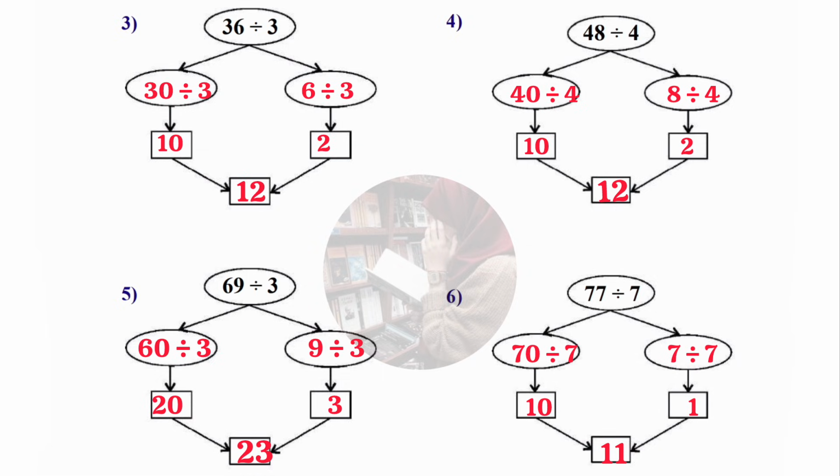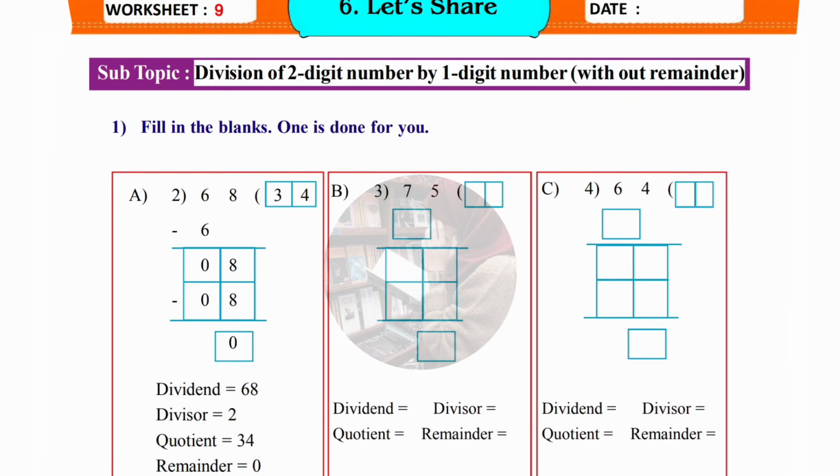So guys, in this way you have to do the sum, then you have to cross check whether your answer is correct or not. So I hope you understood this. Let's move on to the next worksheet, that is worksheet number 9. Here the subtopic is division of 2-digit number by 1-digit number without remainder.